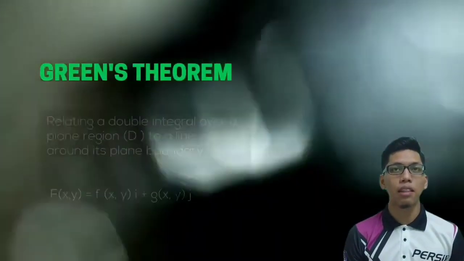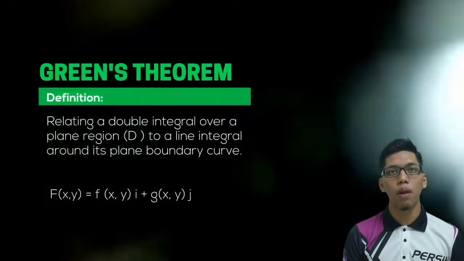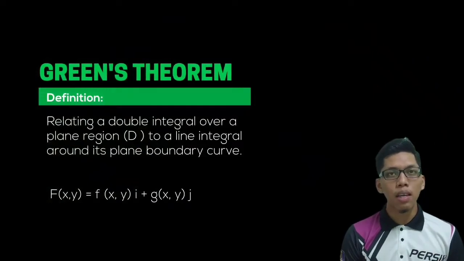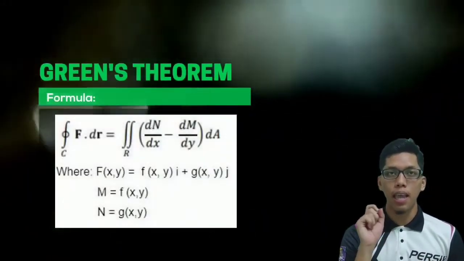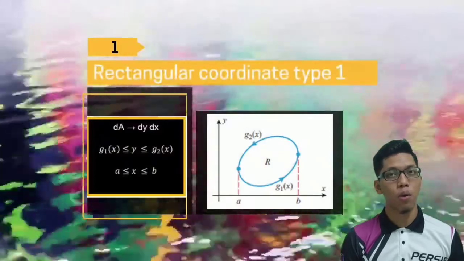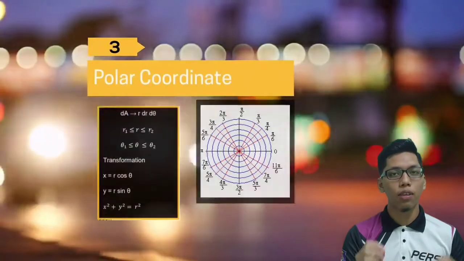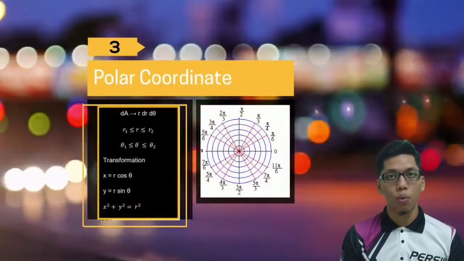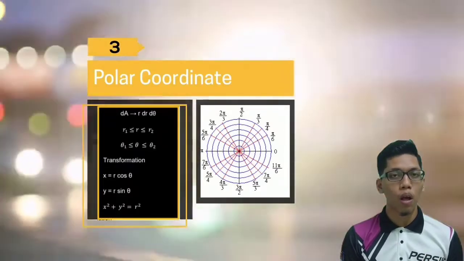Green's theorem relates a double integral over a plane region to a line integral around its plane boundary curve. Its formula is the double integral of the bracket dN over dx minus dM over dy, integrated over dA. Green's theorem has three types. First is rectangular coordinate type 1. The second type is rectangular coordinate type 2. And the last type is the polar coordinate, where dA is equal to r dr d theta.